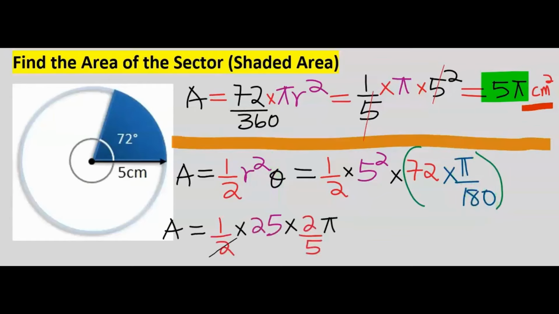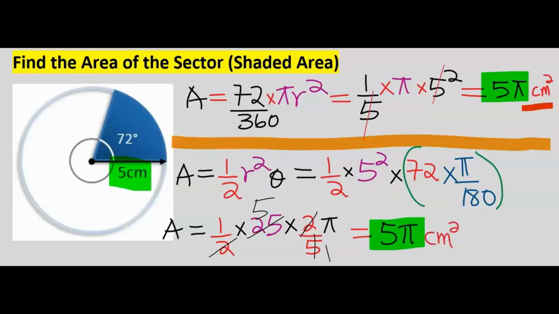Next, these 2 will take away these 2, and 5 here is 1, while 5 here is 5, and our answer is 5 pi. Next, we consider the unit, which is in centimeters, and the unit is centimeters squared. You can see that using any of the formulas will give you the same answer, as long as you know how to convert from degrees to radians or from radians to degrees.